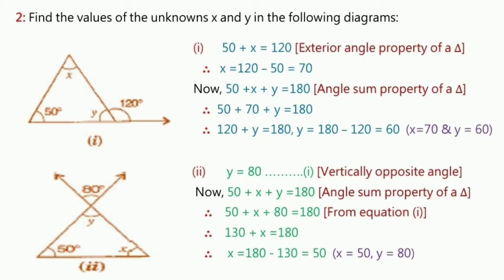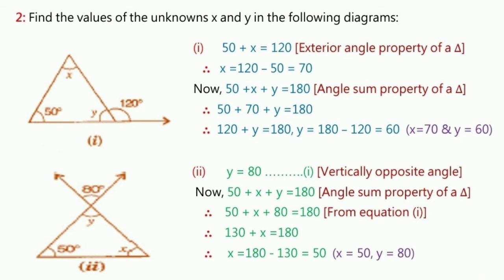Sum number 2. Find the value of the unknown x and y in the following diagrams. There are two variables given and we have to find out the value of both. In the first one, one angle is 50, one angle is x, one angle is y, and the exterior angle is 120. Now, see how to solve.